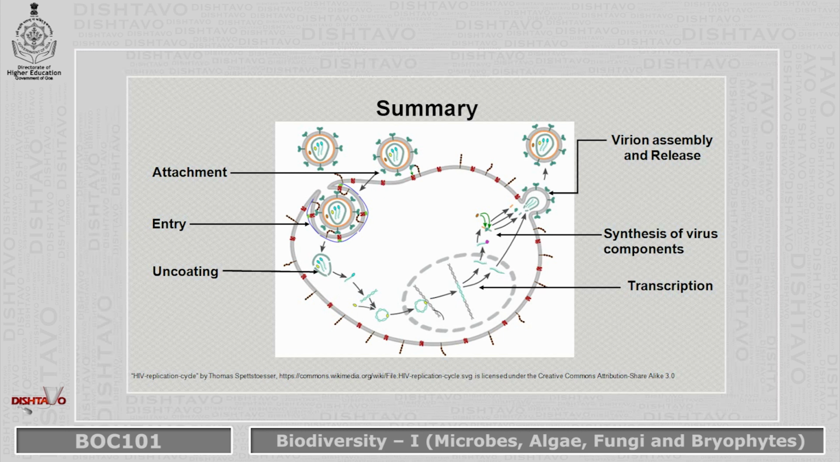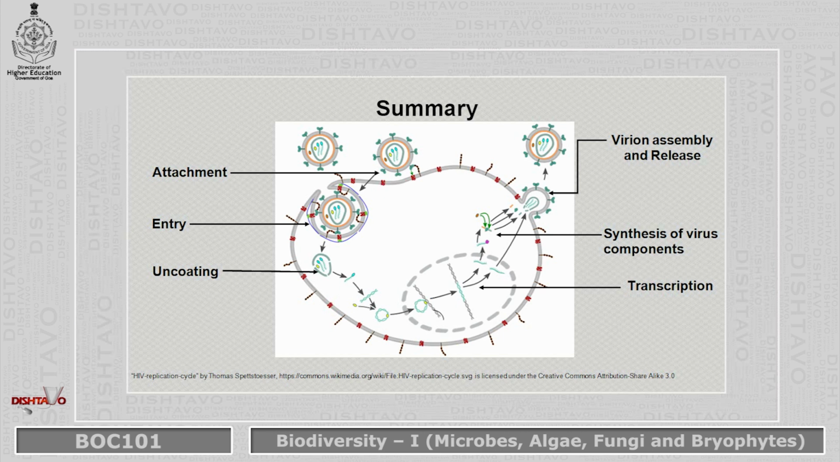This is the summary of this presentation. The first step is attachment. In attachment, the virus particles bind to the specific surface receptors on the host cell. These specific surface receptors are made up of glycoprotein and glycolipid. The virus enters the cell through the process of endocytosis.